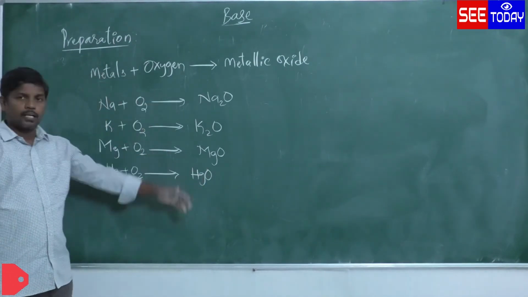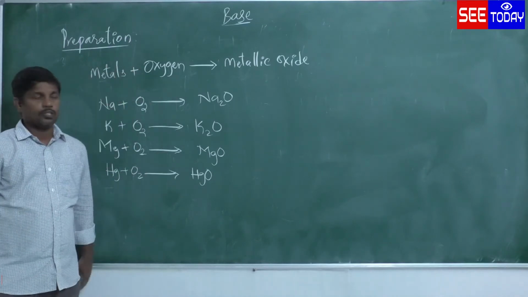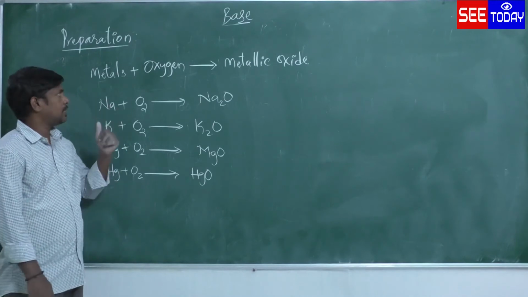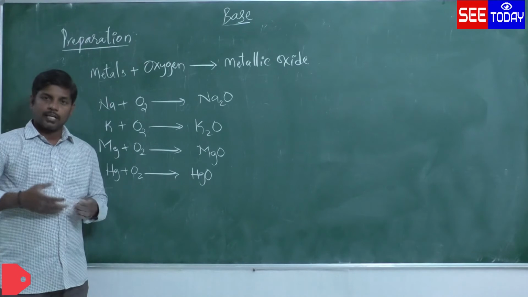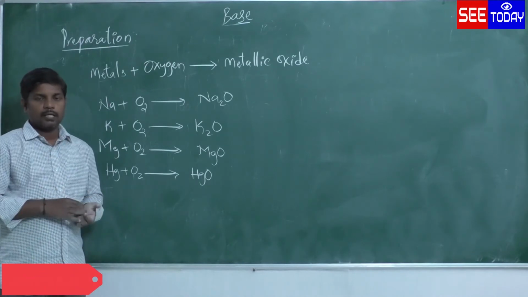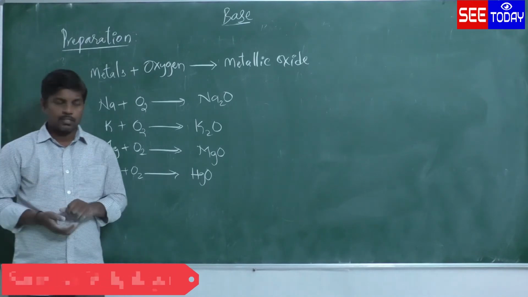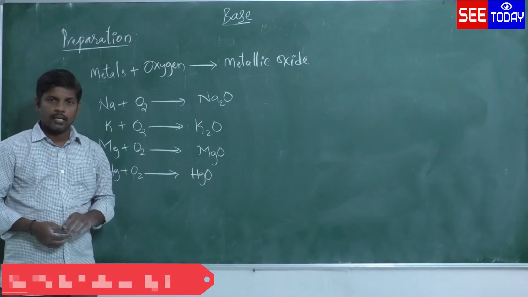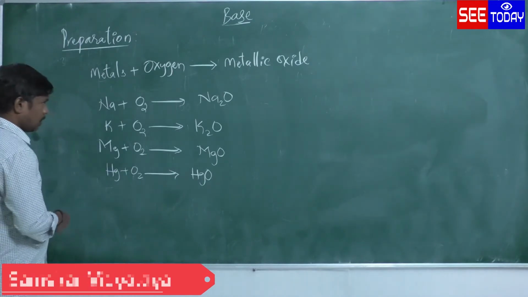So all these are metallic oxides. These metallic oxides act like bases. So this is one method of preparation. So how can we prepare bases? By making metals react with oxygen. In that reaction, you can say burning or you can say a reaction, right? So on reacting metals with oxygen, it will form their respective metallic oxides. So most of the metallic oxides act like bases, right? So this is one method.